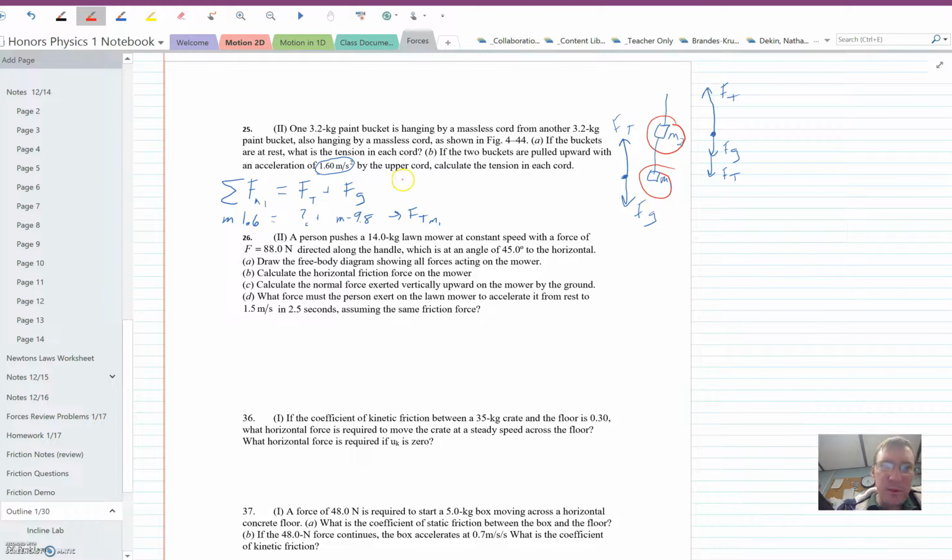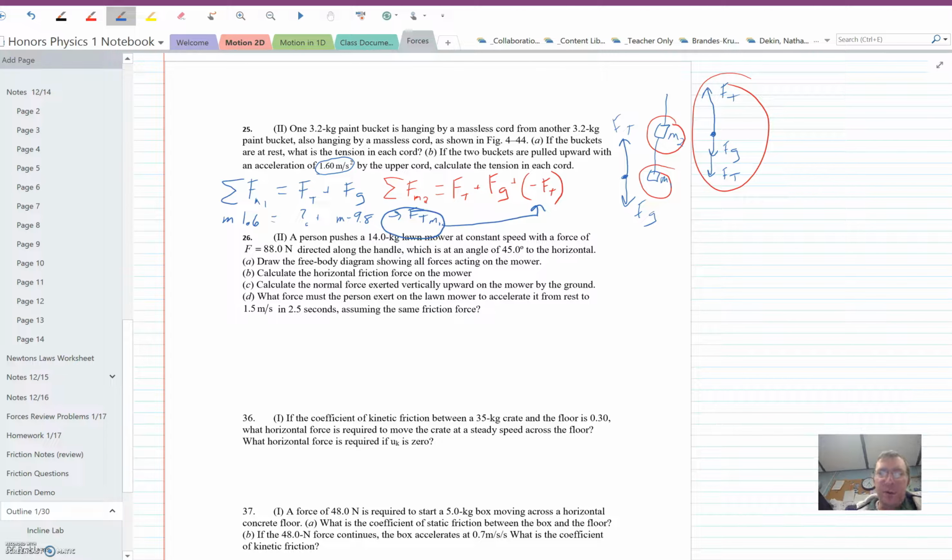So we'll write up the sum of our forces on mass 2. And now what we've got, and again, we drew them out here, so we don't have to try too hard to look. We have tension pulling up, and we have force of gravity pulling down, and we have the other tension that's pulling down that we solved for right here.